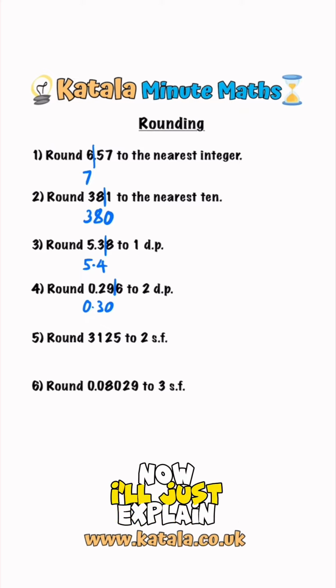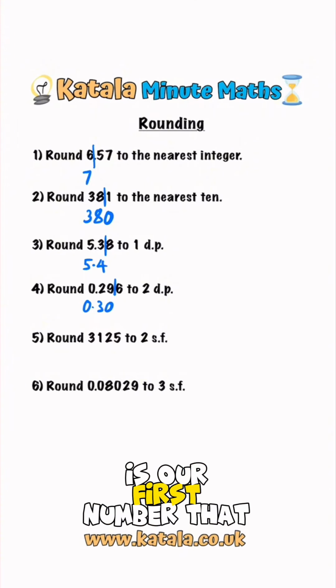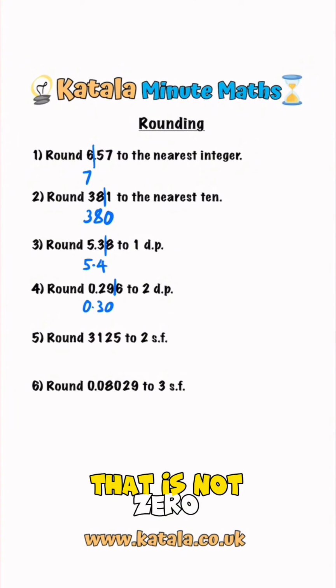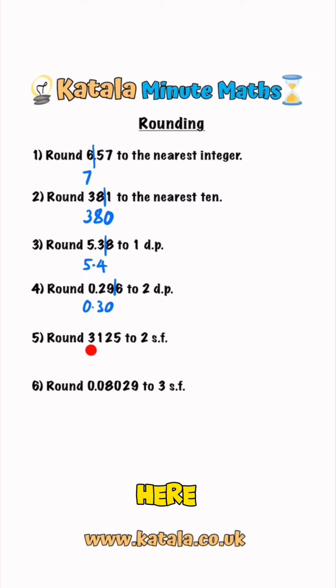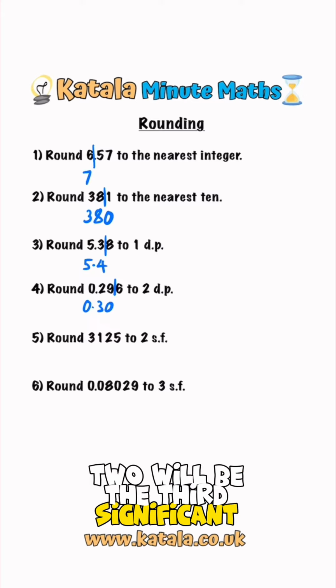Question 5, we're rounding to 2 significant figures. Now I'll just explain quickly what significant figures are. Our first significant figure is our first number that we encounter that is not 0. So that's going to be the 3 here. That's our first significant figure. So 1 would be the second, 2 would be the third significant figure, and 5 would be the fourth.